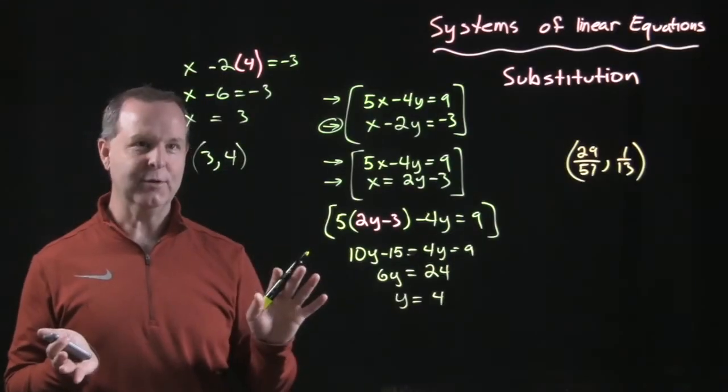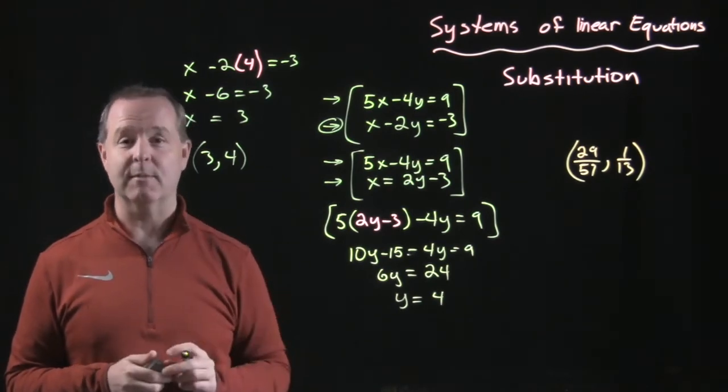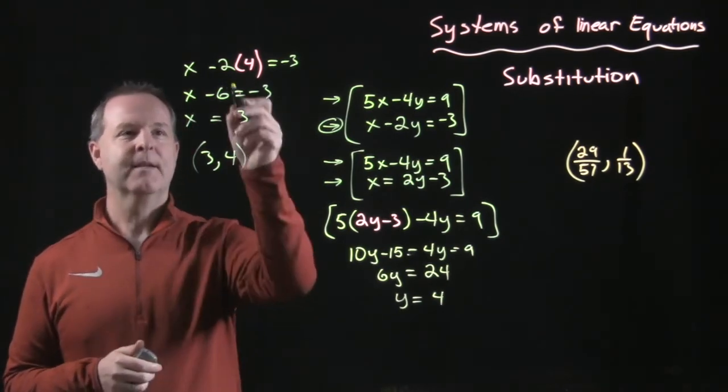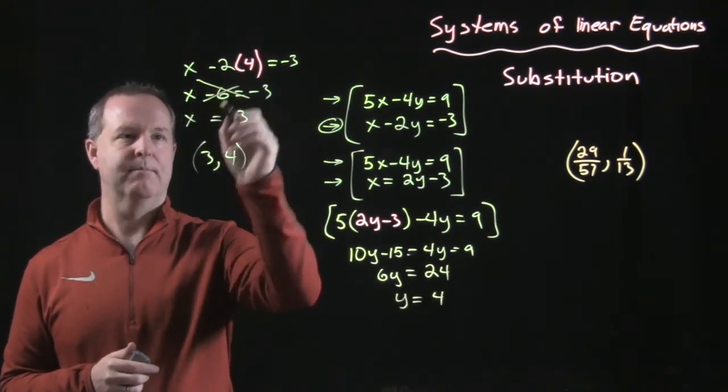Kind of cool, isn't it? And just as I was saying, check your solutions. That's what I did, and I noticed I did make a mistake. You guys saw the mistake, didn't you? 2 times 4 is not a negative 6, is it? Yeah, let's just cross that out.